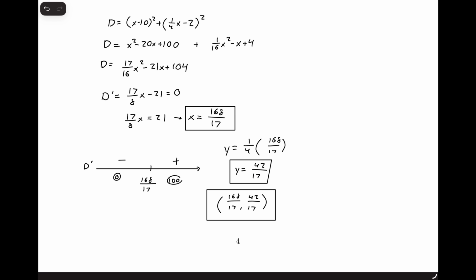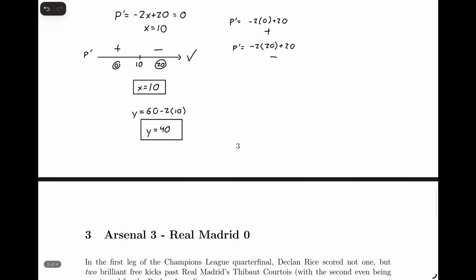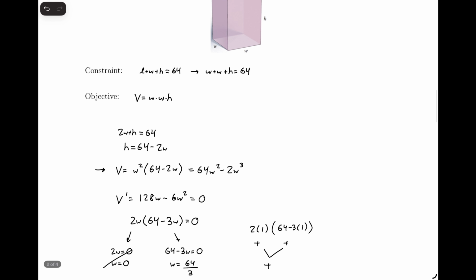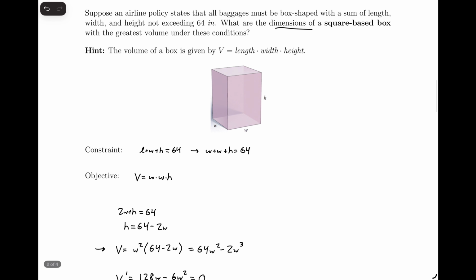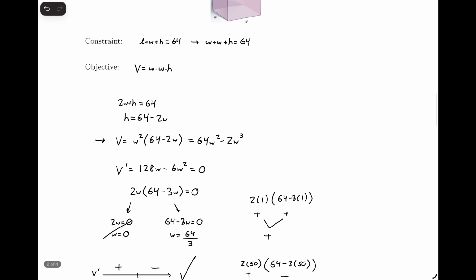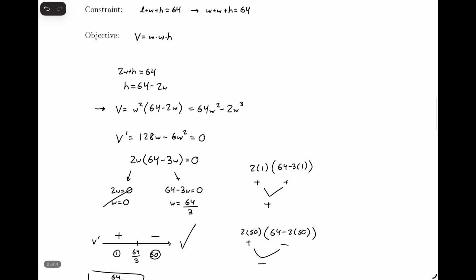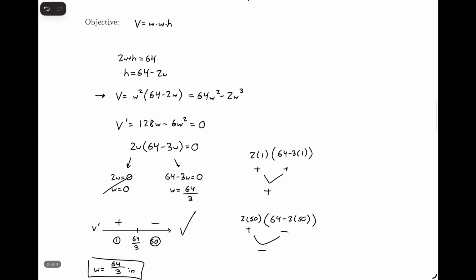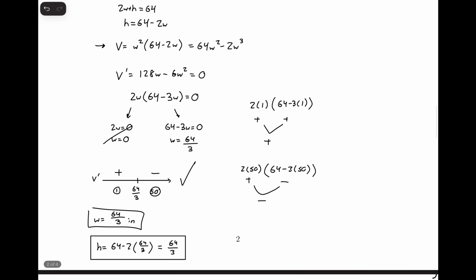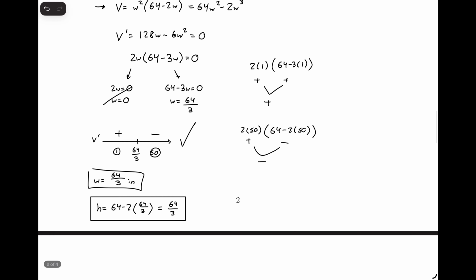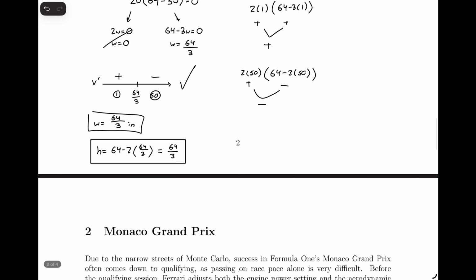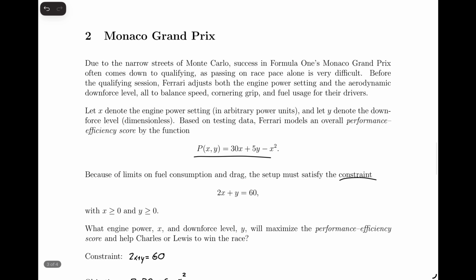So overall, big takeaways for this learning target. I think there's a lot of similarities in all these problems. Figuring out and recognizing constraint and objective, solving that constraint for one variable, then plugging into the objective in terms of one variable, differentiating that, finding your critical points, testing your critical points to make sure it's a maximum or minimum or whatever you're looking to achieve, and then finding whatever other variables are being asked for.